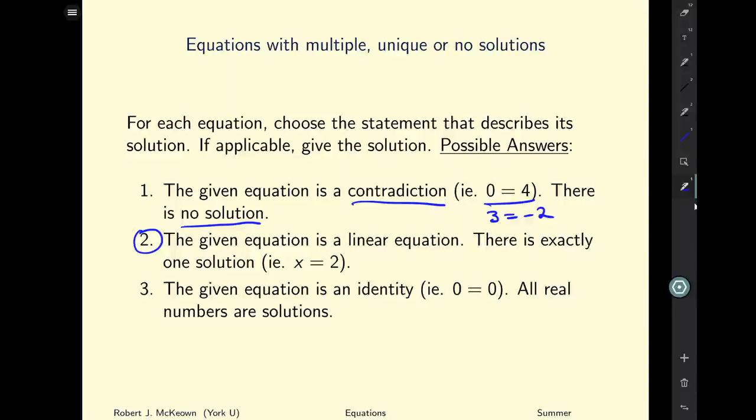The final possibility is that you're going to get an identity. Something like 0 is equal to 0 or 3 is equal to 3. What that means is that any value for the unknown variable, so suppose the unknown variable is x, any value of x will satisfy that equation. The value of x does not matter, and any value of x will solve the equation. Right? And that's what it says here. All real numbers are solutions.